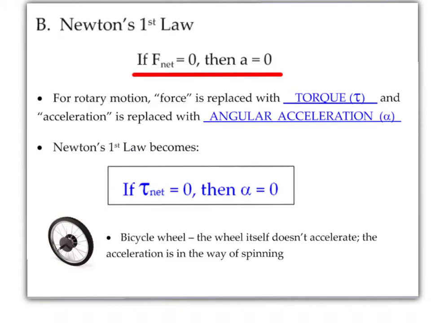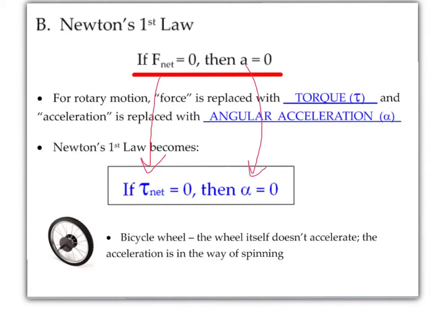For rotary motion, we're just going to replace force with torque, and then we're going to replace acceleration with angular acceleration. The concept is still the same. Before, if you don't apply a force, something's not going to accelerate. If it's moving, it's going to stay moving. Here, in order to make something move, you have to apply a torque, which is a twisting force. So all we've done is switch out our letters, force for torque, and acceleration for angular acceleration.